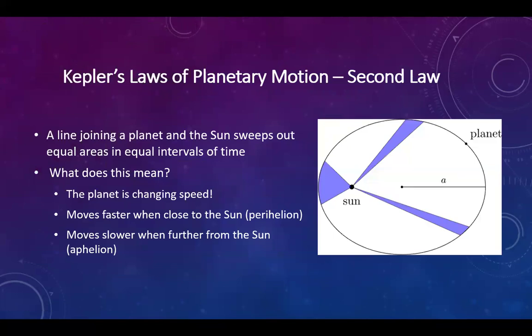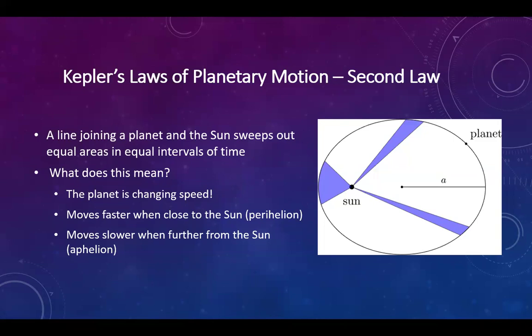And the other thing he did was that we're also saying, nope, these things don't go around the sun at a constant speed. They change speed throughout their orbit. And he was able to work out what that speed would have to be. So if you draw a line joining the sun and the planet, it will sweep out equal areas in equal intervals of time. What that means is when the planet is close to the sun, it goes faster. When it's further from the sun, it goes slower. So the planet will change speed as it orbits.